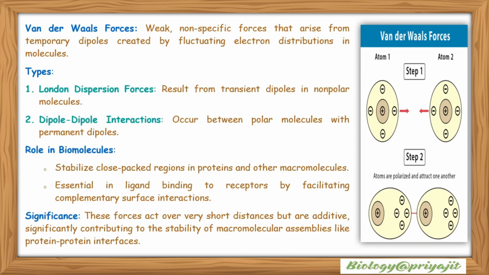Van der Waals forces: weak, non-specific forces that arise from temporary dipoles created by fluctuating electron distributions in molecules. Types: there are basically two types of van der Waals forces, London dispersion forces and dipole-dipole interactions. London dispersion forces result from transient dipoles in non-polar molecules. Dipole-dipole interactions occur between polar molecules with permanent dipoles.